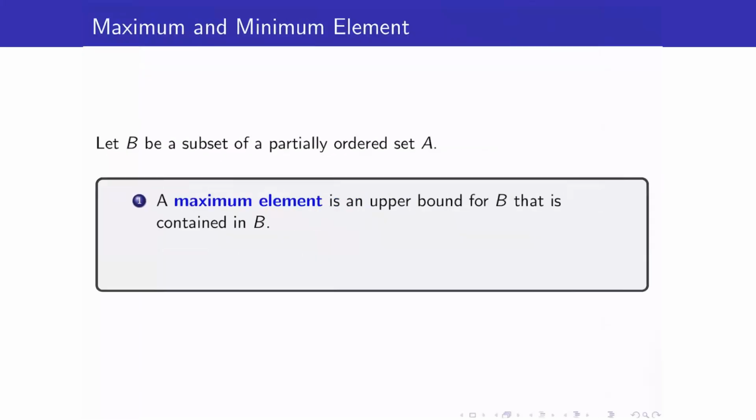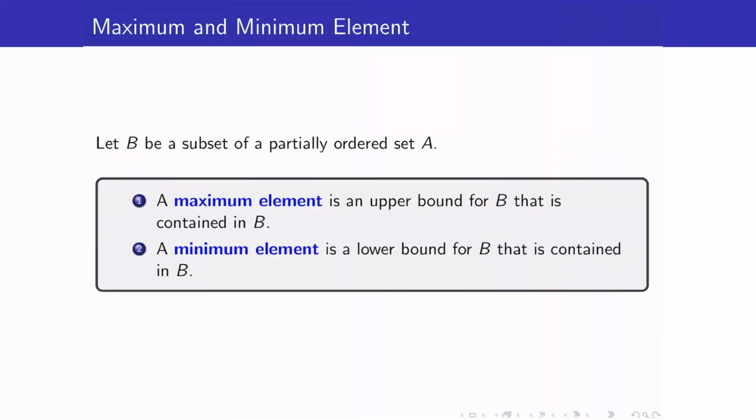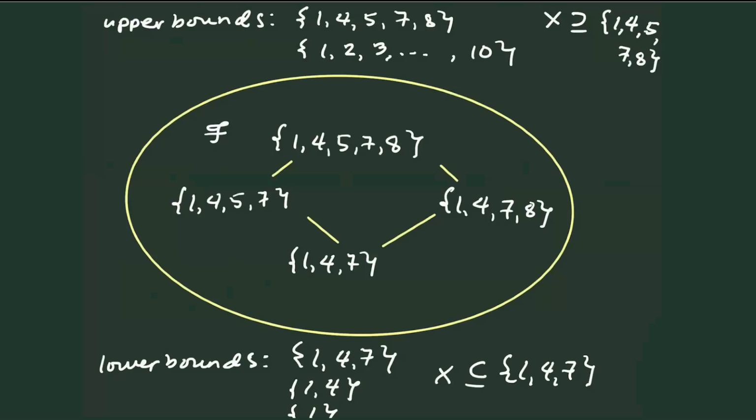Okay, we have seen in the previous examples that an upper bound or a lower bound may or may not be inside the set that we are considering. So if it so happens that the upper bound is inside that set, then we say that that is a maximum element of the set B. Similarly, if a lower bound is contained in the set that we are considering, then we say that it will be a minimum element.